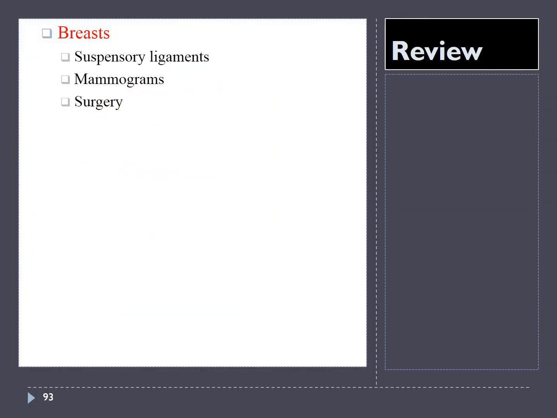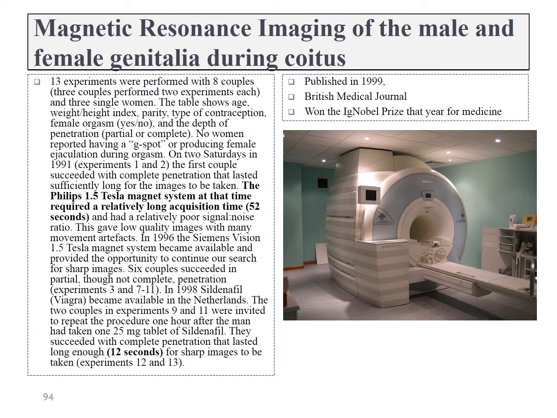So that was some physiology related to the breasts, including the function of the suspensory ligaments and how they can complicate mammograms, and a few breast-related surgeries, including mastectomy and breast enlargement. The last portion of this lecture covers the physiology of the reproductive system in action. This image here is an MRI, and researchers wanted to take pictures of the internal reproductive anatomy of men and women engaged in heterosexual intercourse.